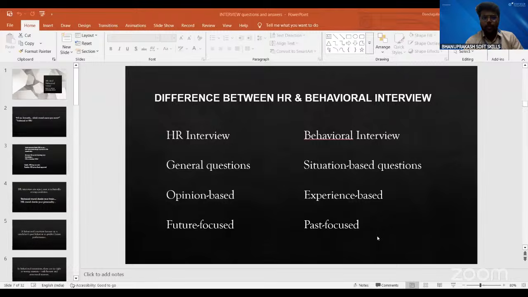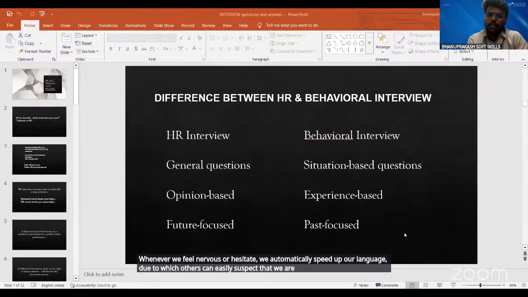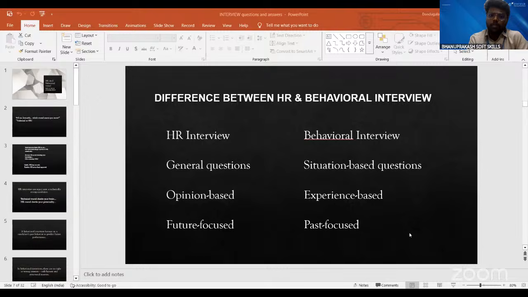Giving speed answers leads to overconfidence, sir. Giving speed answers is not related to overconfidence, but whenever we feel nervous or hesitate, we automatically speed up our language, due to which others can easily suspect that we are feeling nervous.